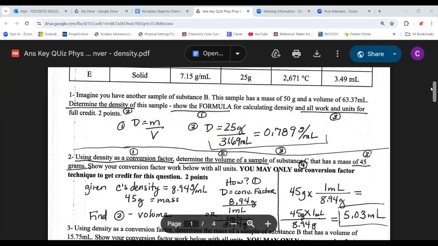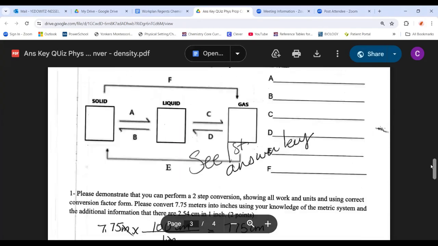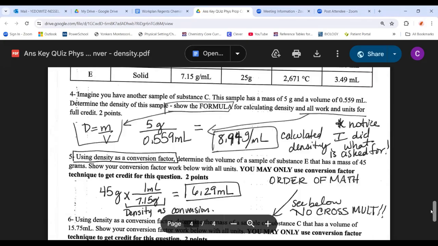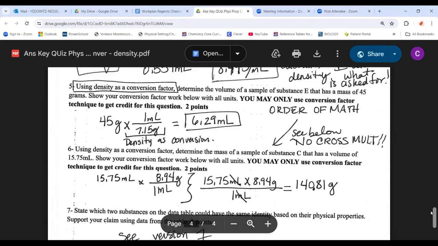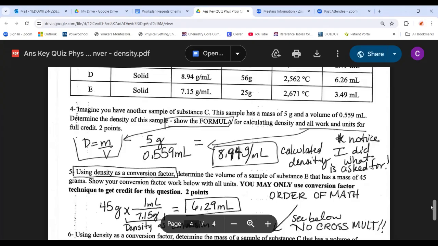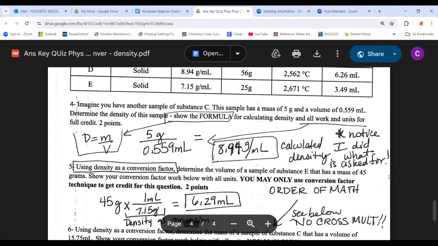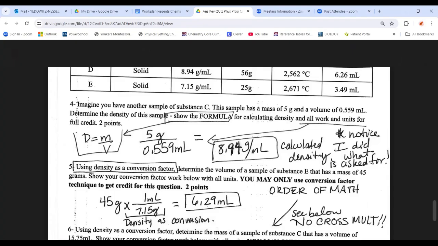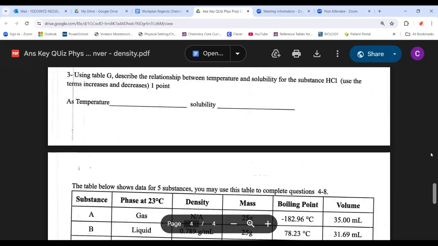So both question ones would have been done this way. Both the density questions would have been done this way. The only difference between the versions is you would have been doing different numbers. So same idea, right? And I wrote it down for you on the answer key. Notice I did what is asked for, right? I showed the formula. I did the calculation with all my units. I showed all my work and I showed all my units in my answer.